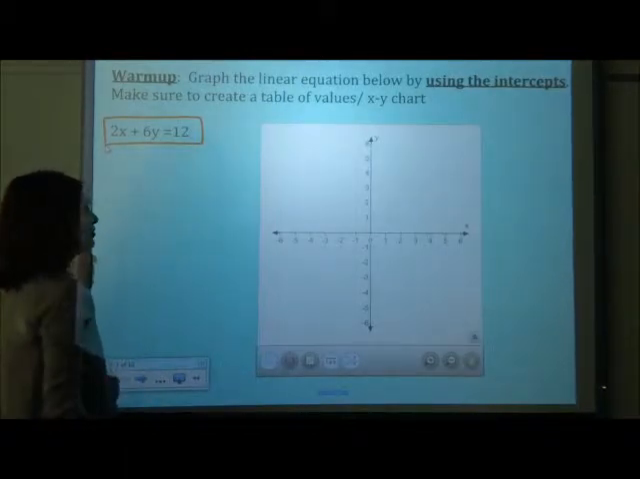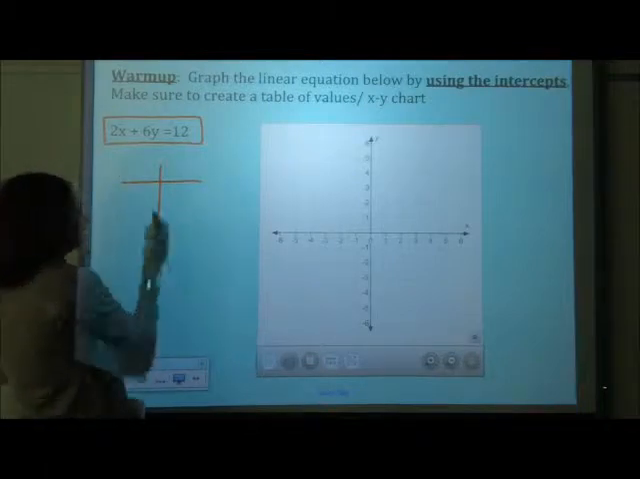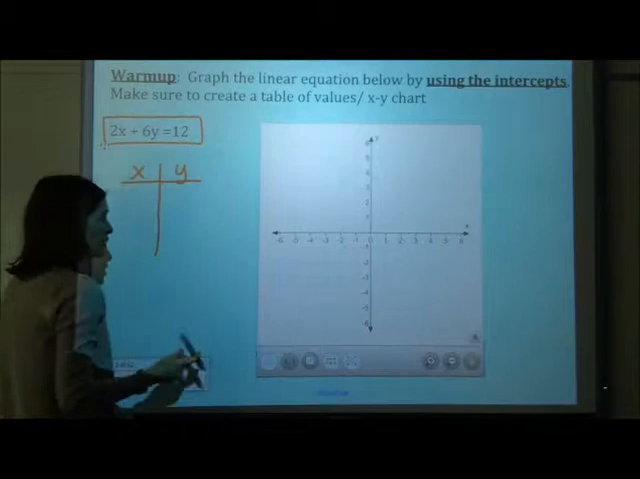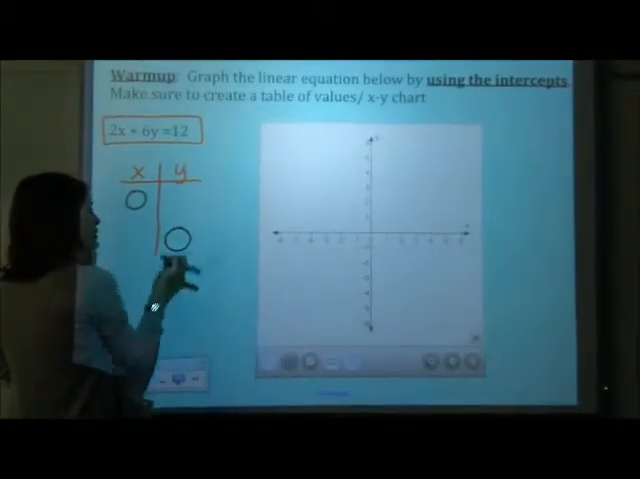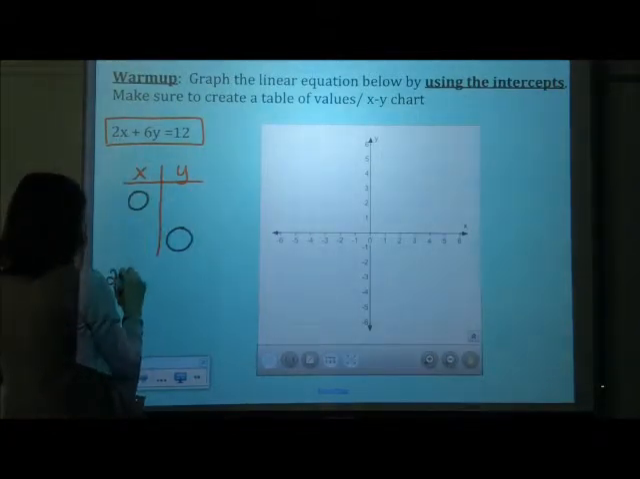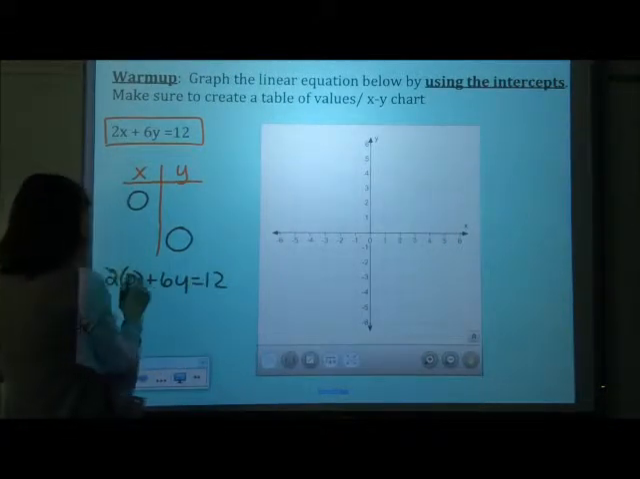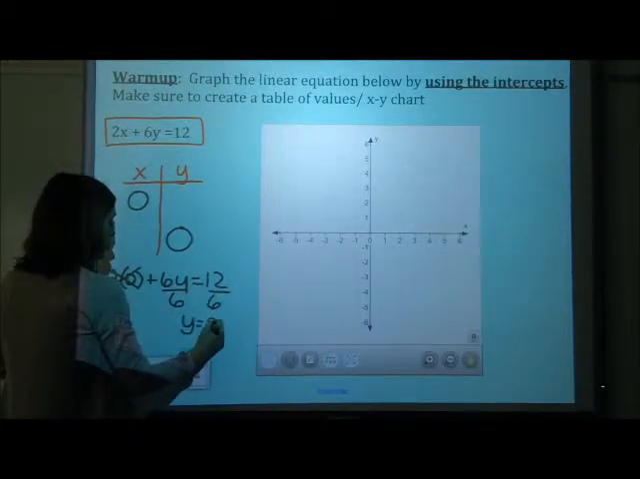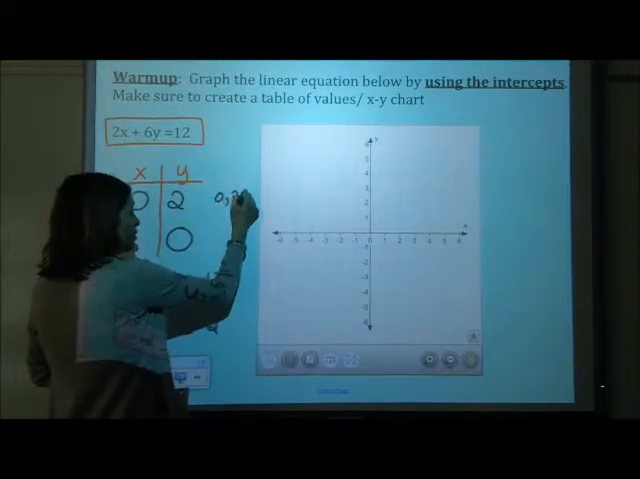All right, so how do we graph using the intercepts? Well, we've talked about this a lot, you've been quizzed on it. You create a table of values, which looks like this. And for the intercepts, we're going to let x be 0 and solve for y. And then we're going to let y be 0 and solve for x. Okay. So letting x be 0, we plug in 0. So 2 times 0 plus 6y equals 12. This is going to go to 0. We divide by 6, so y equals 2. So the coordinate point of the y-intercept is (0, 2).